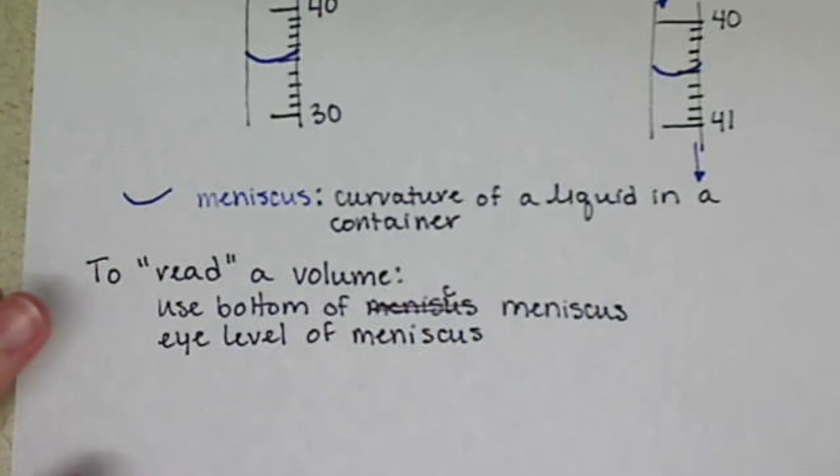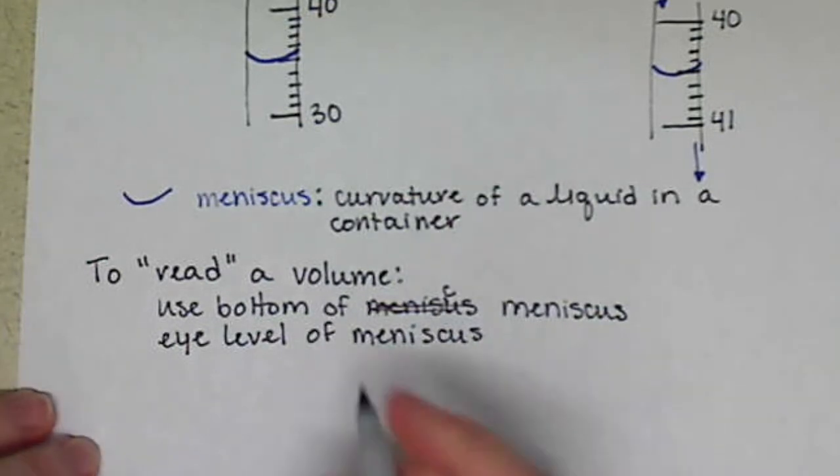Then we, just like in one of the earlier lectures in chapter 1, measuring the length of that metal rod, we want to basically determine in between what markings is the bottom of our meniscus and then we want to estimate that last digit.